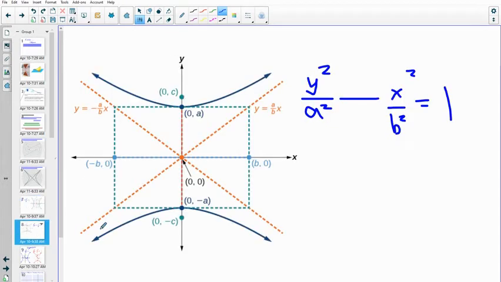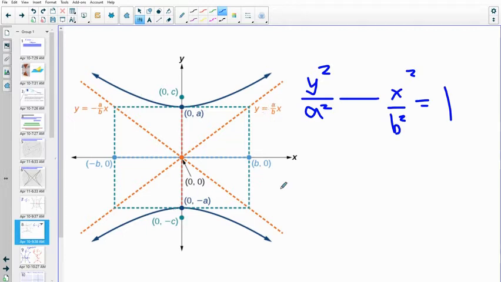But then the rest of this is the same. A is determining your vertical because it's associated with the y value. B is determining our horizontal distances because it's associated with the x value. And then when I've got those distances A and B drawn, I draw the rectangle around those.